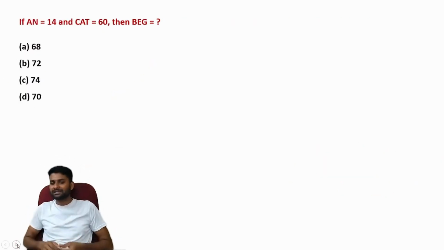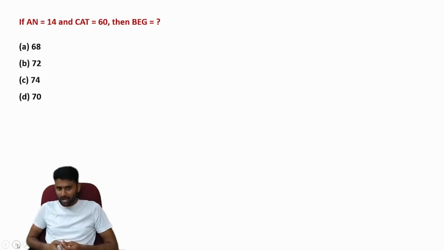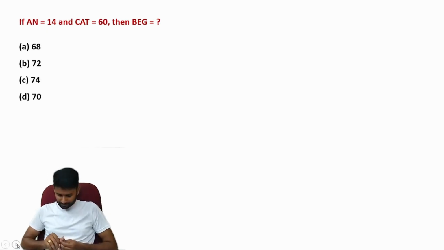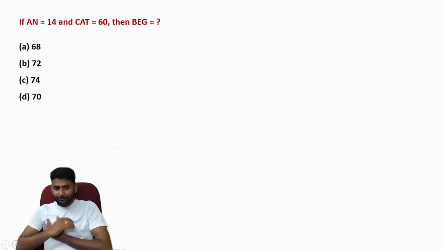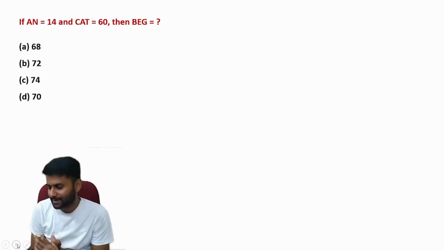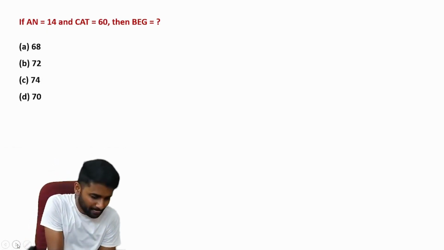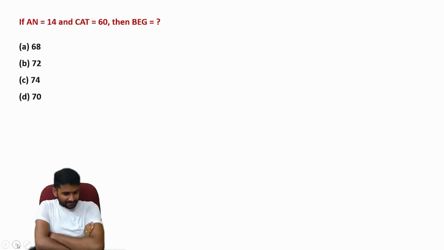In a certain code language, Anne is 14, cat is 60. How is big coded? Anne 14, cat 60, big. So post your logic in the comment section, guys.